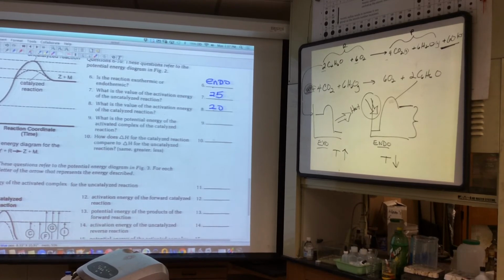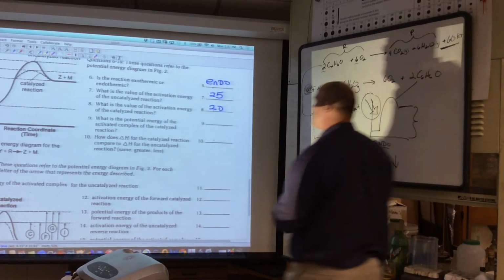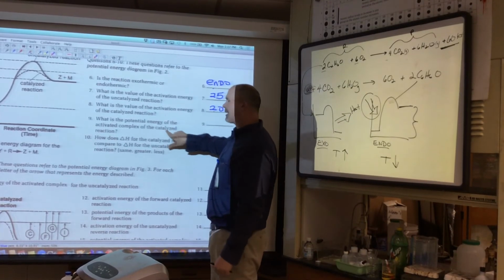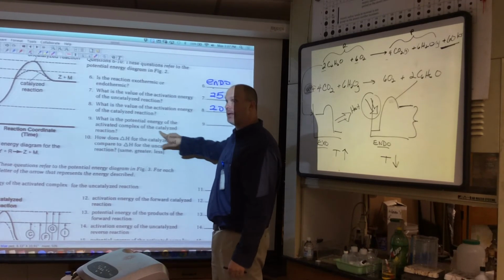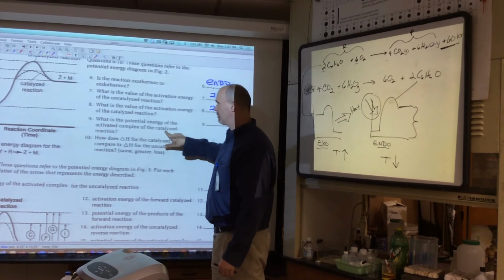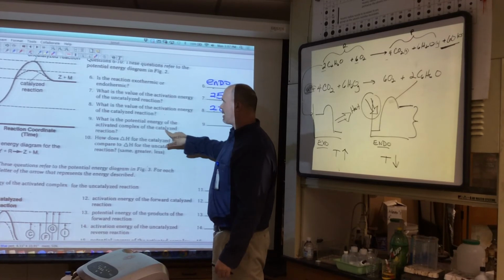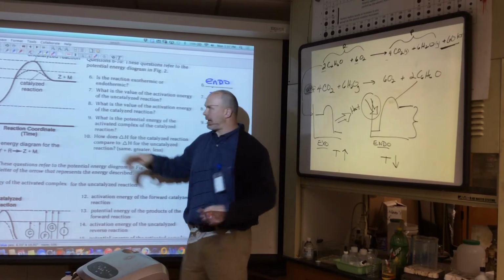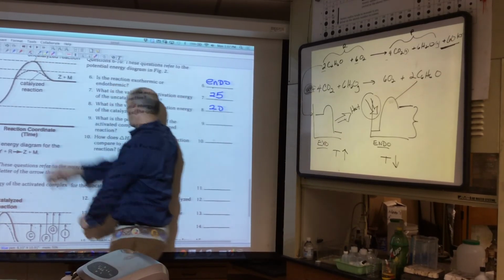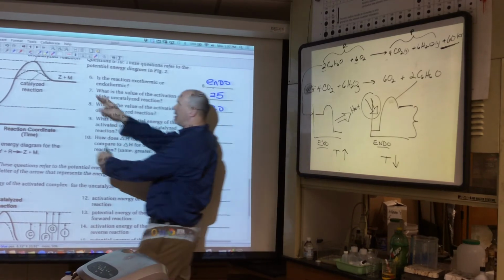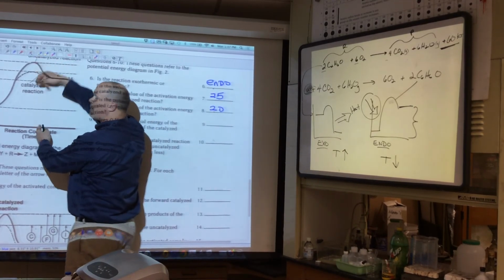What's the potential energy of the activated complex of the catalyzed, medicated reaction? The activated complex is that highest energy peak. It's now catalyzed, so it's medicated. 30 is right.